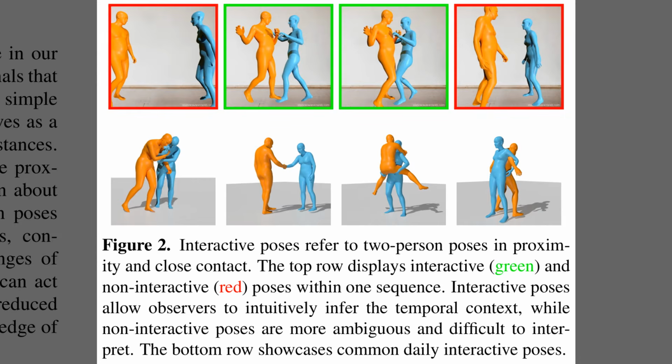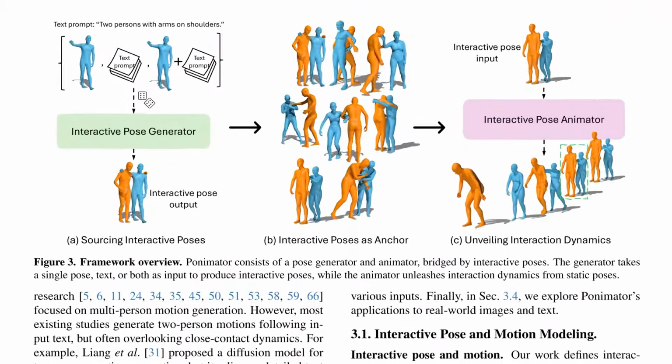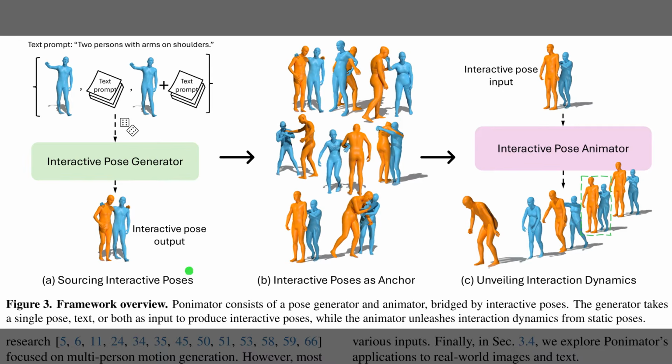for predicting dynamics. Alright. Figure 3 presents the full pipeline, which is bridged by an interactive pose so the two stages stay simple and interpretable. The left panel shows the interactive pose generator that takes a single pose, optional text, or both to produce a close contact pair. The middle panel illustrates that these generated pairs act as anchors spanning diverse contact types. The right panel depicts the interactive pose animator, which unfolds short motion sequences conditioned on that anchor.